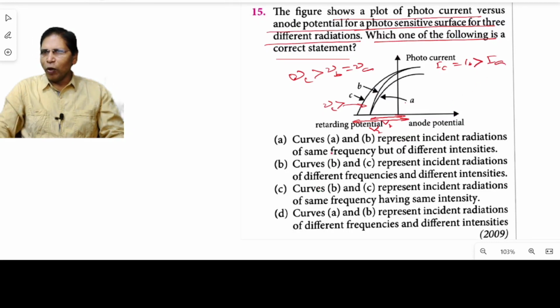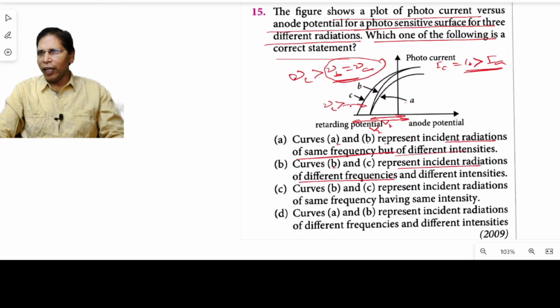Now the curves A and B represent the incident radiation of the same frequency but different intensity. This is the correct option. A and B have different intensity, IB greater than IA, but the same frequency. Understood? And the curves B and C represent incident radiation having different frequency.